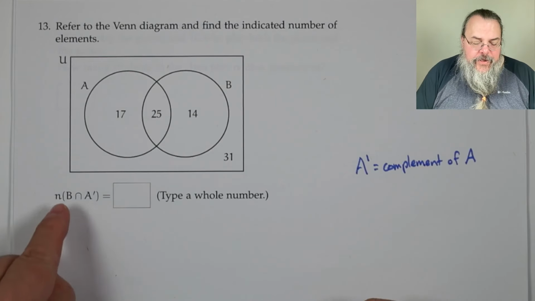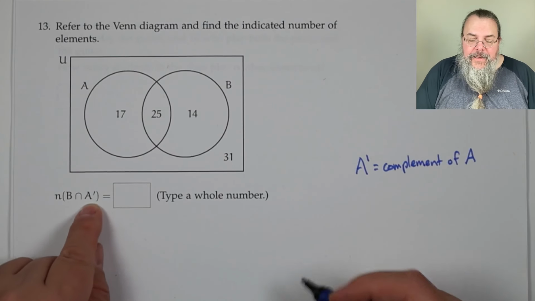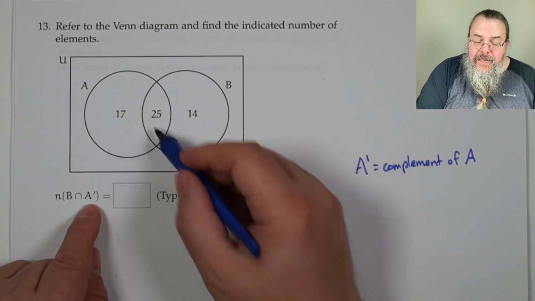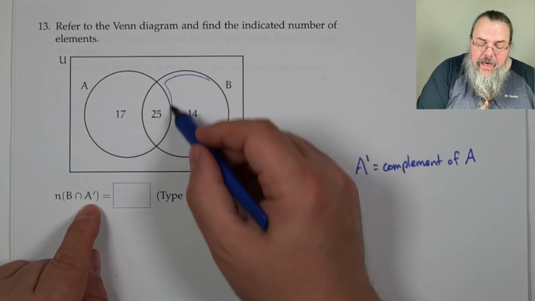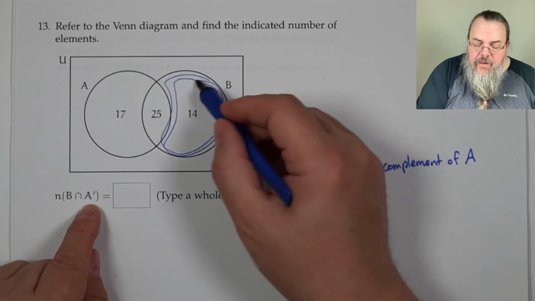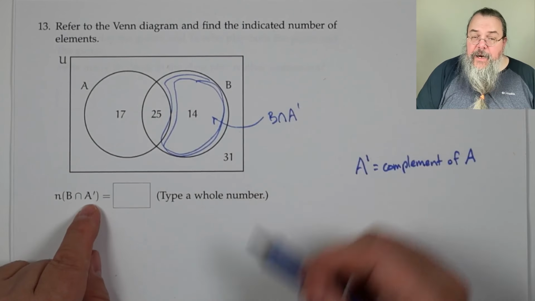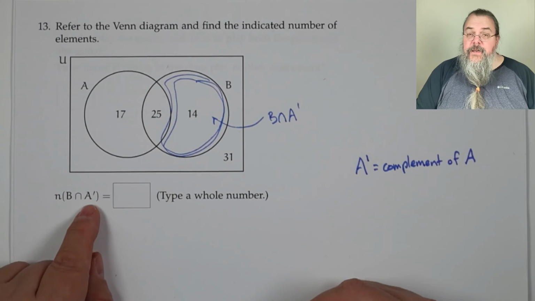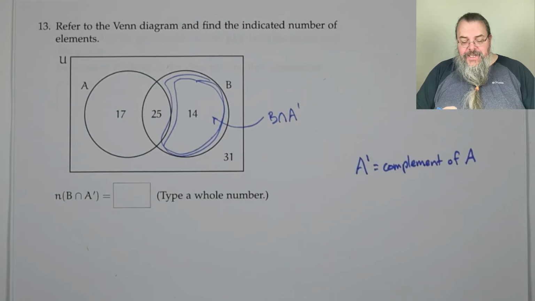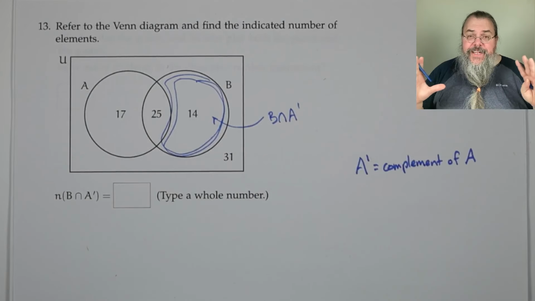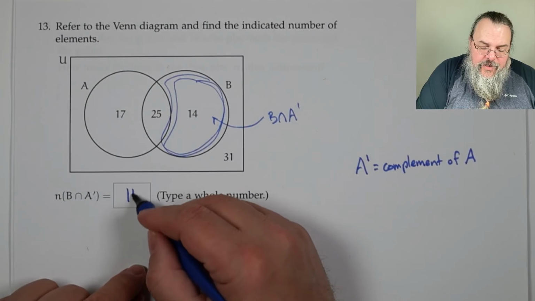It means everything not in A. So we want to have things which are in B and, because it's an intersection, not in A. So we want to be in B, but we want to be not in A. So that's this piece. This is our B intersect A complement. So what's the number? Well, in this case, there's just a single number, 14.